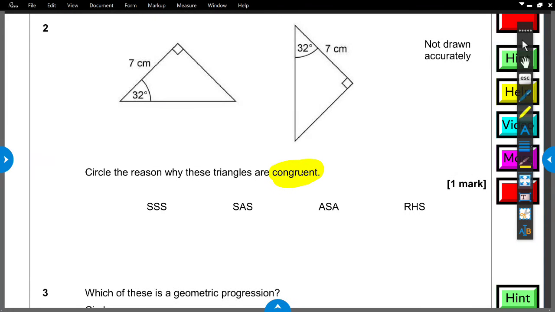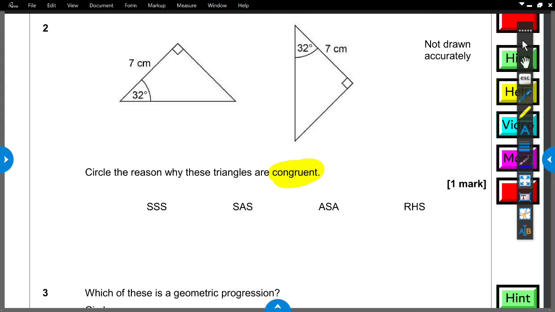Congruent. This means identical in all ways. So all the angles and all the sides on both these triangles must be the same. Now we can tell just by looking at this that they basically are the same. If I was to trace around the side of this, I could rotate it. I could just flip it round and it would look like this one over here.